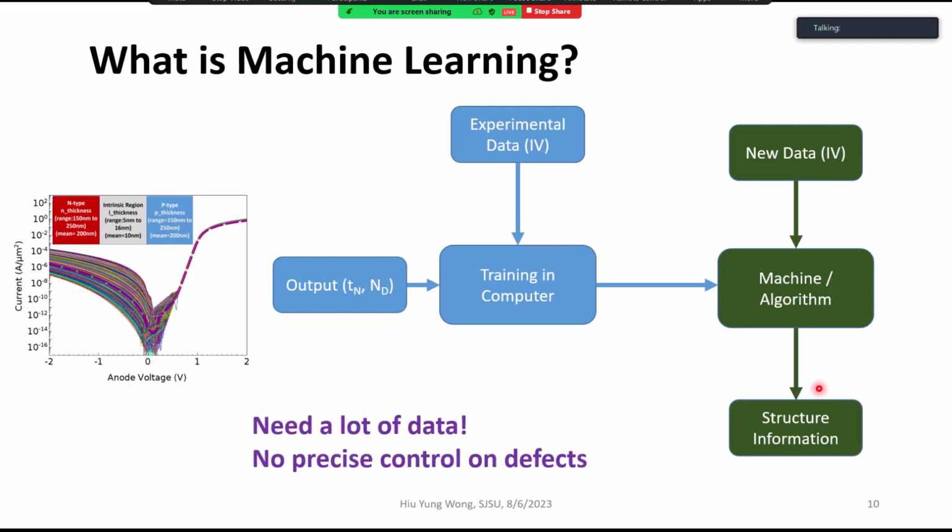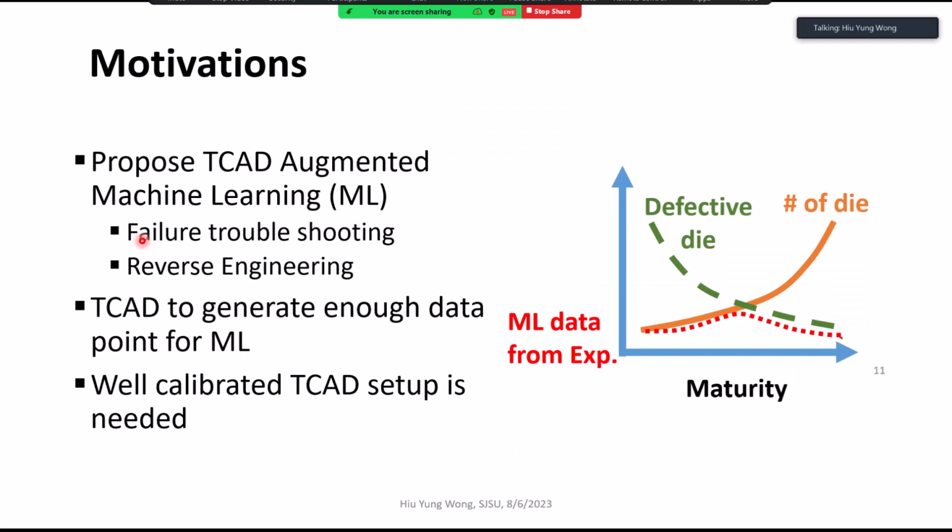The problem is, where do you get this data? It is almost impossible in experiment to ask the fab to change the thickness of the N layer to have 1,000 variations, right? And also, thickness may be easy to control, but defects are difficult to control experimentally. That's why we propose to use TCAD, which is simulation, like what I mentioned earlier.